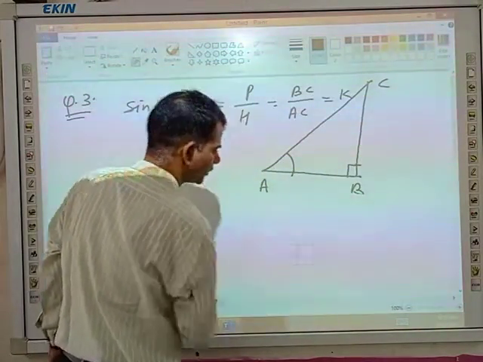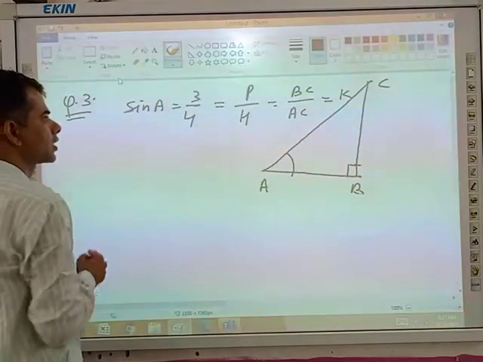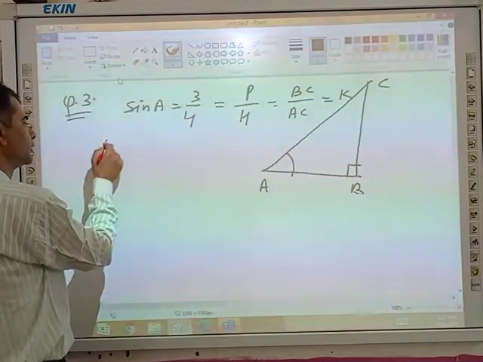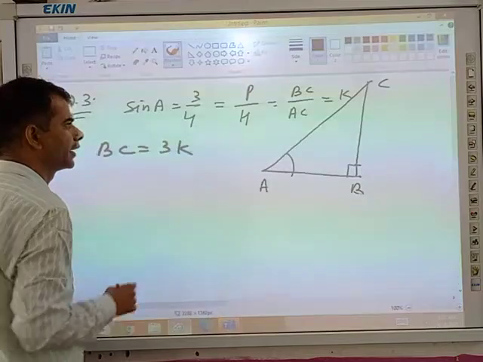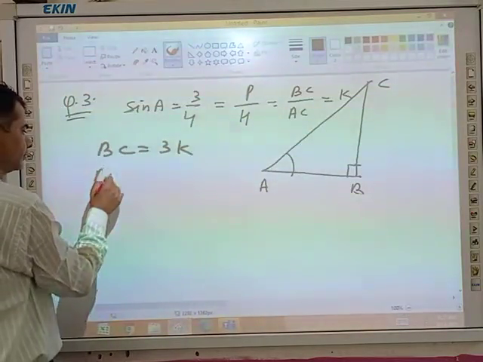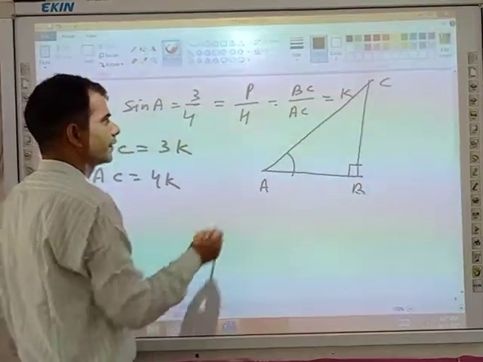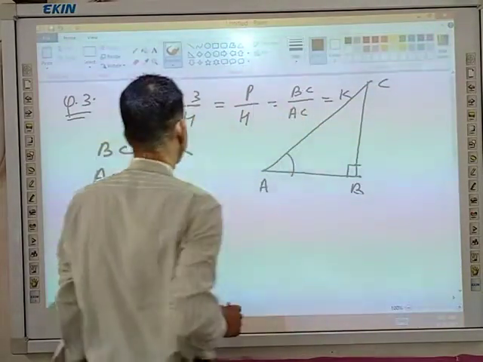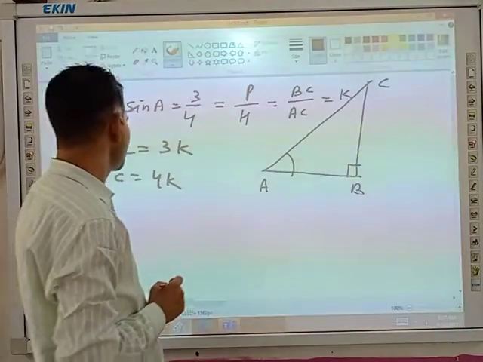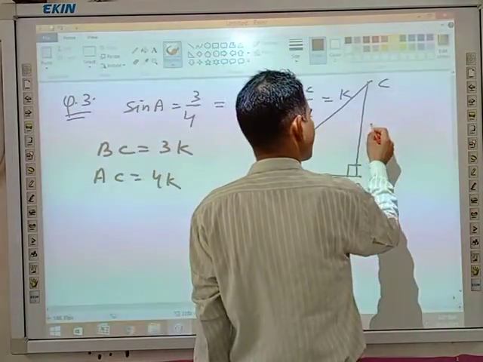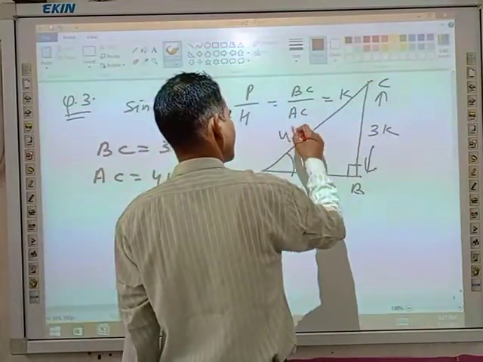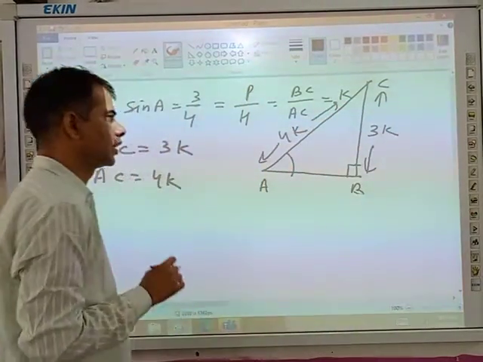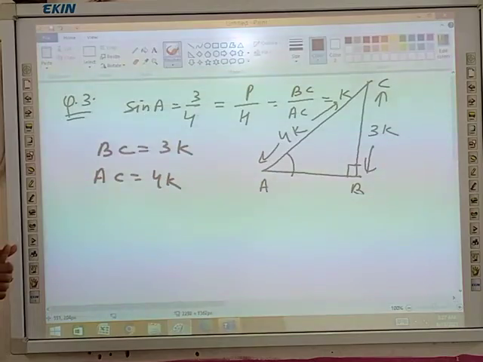Now BC is 3K and AC is your 4K. Now, in the right angle triangle, hypotenuse and perpendicular are given. We have to find out the base.